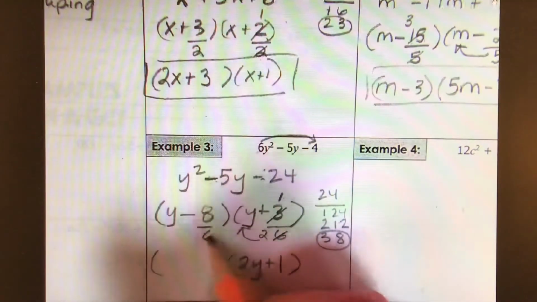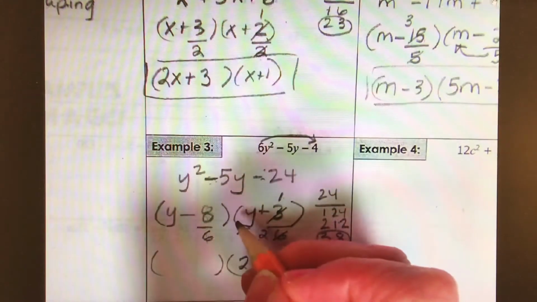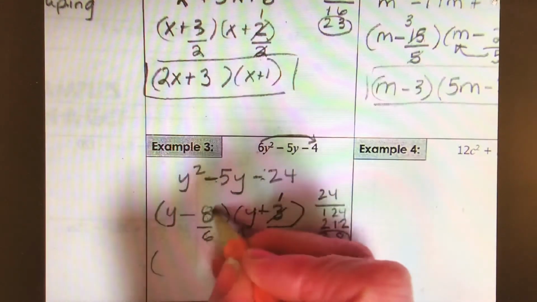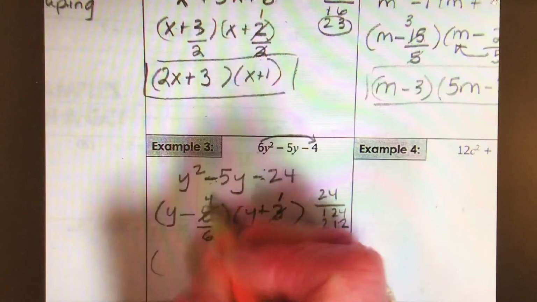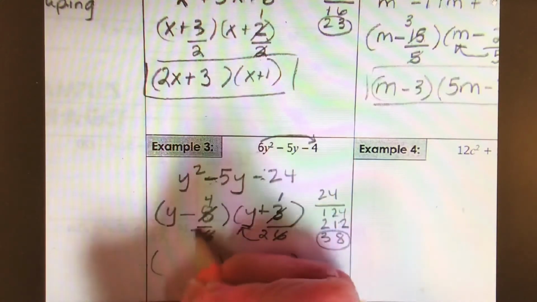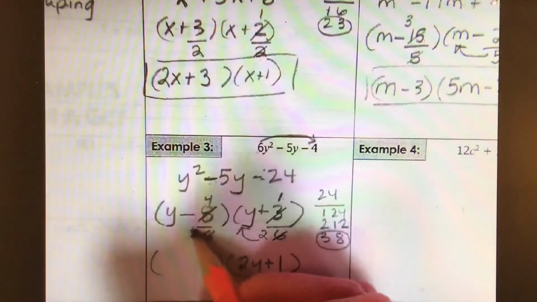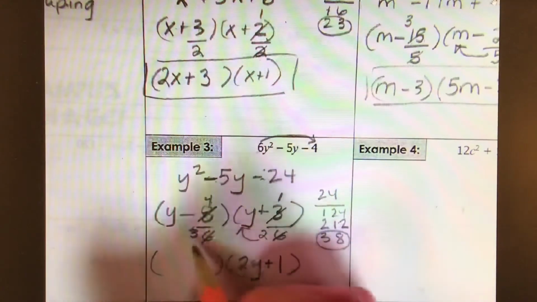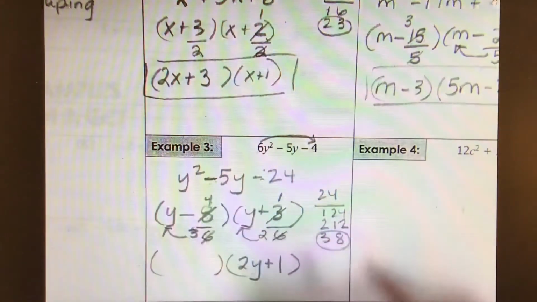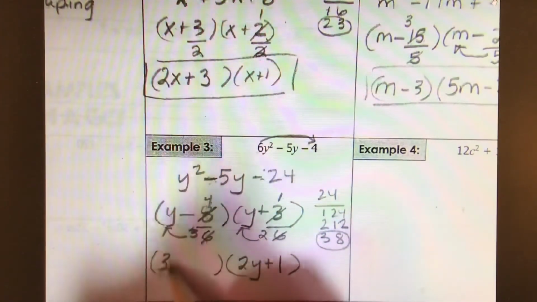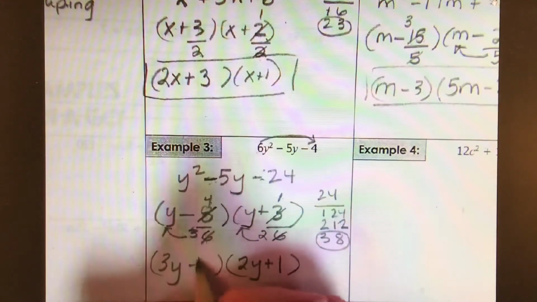Over here, I can simplify this. I know that 2 goes into both, so 8 divided by 2 is 4, and 6 divided by 2 is 3. So I end up with 4 thirds. That's as simplified as it gets. Now I'm going to slide my 3 back over. 3y minus 4.